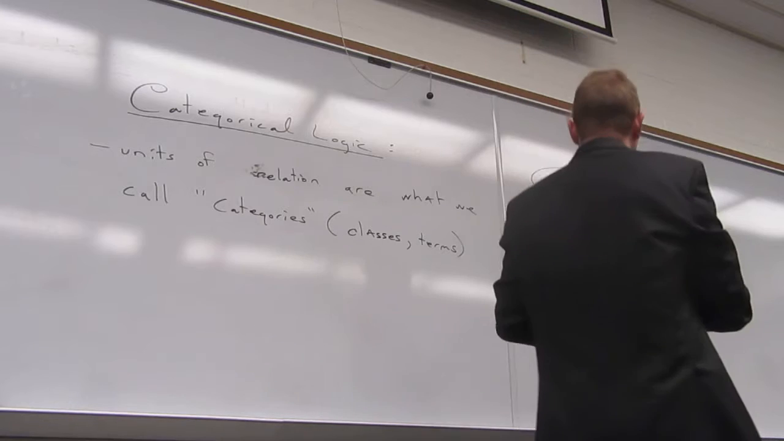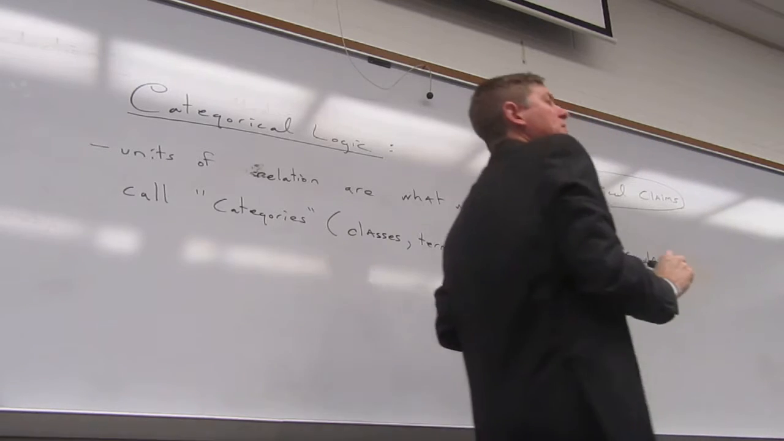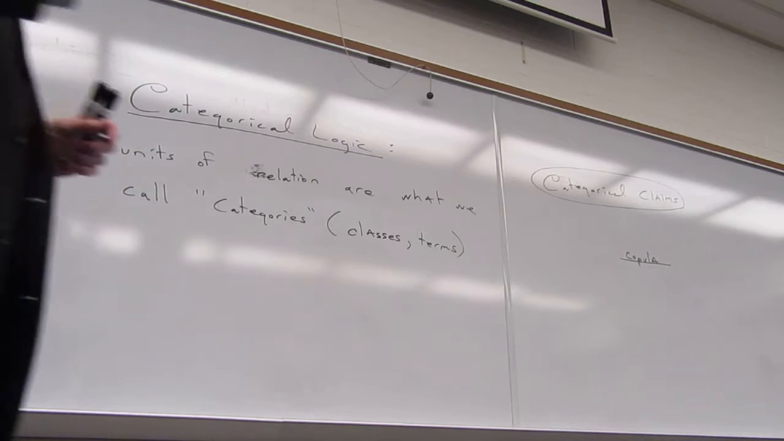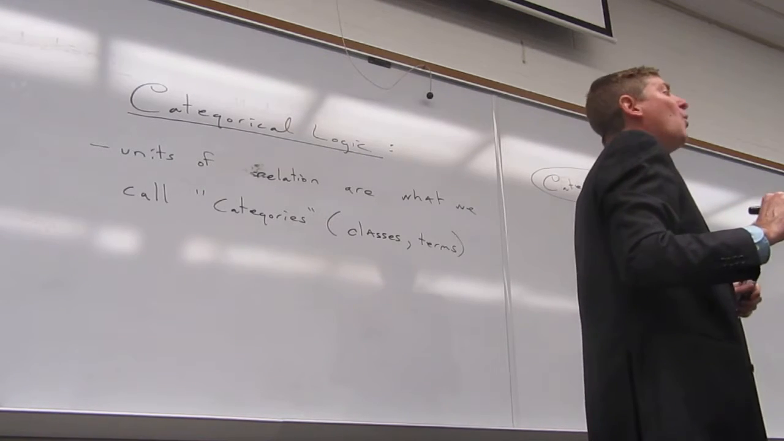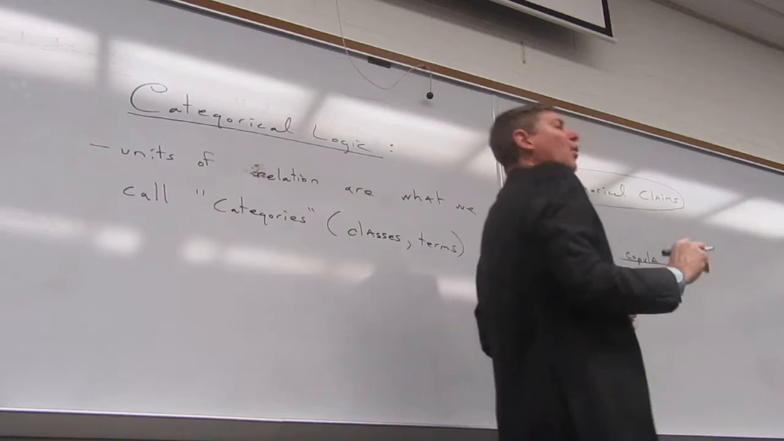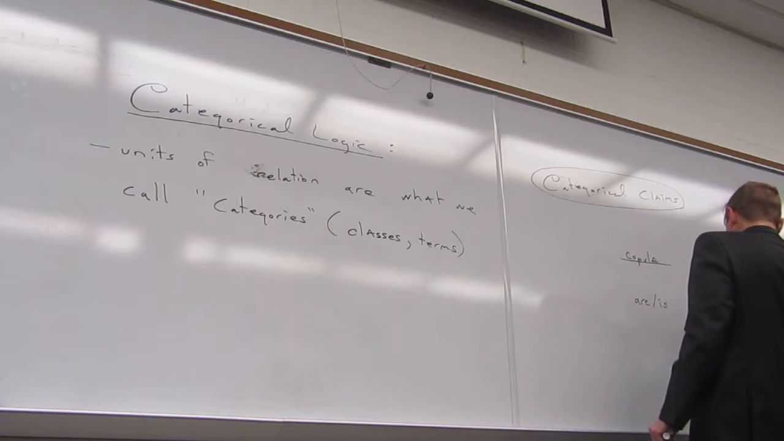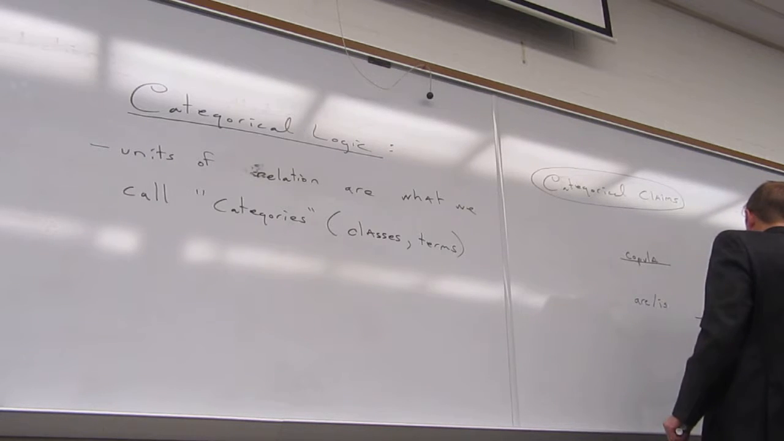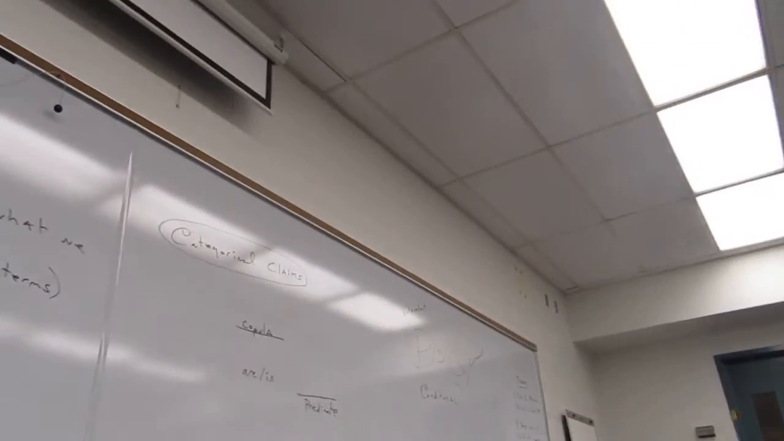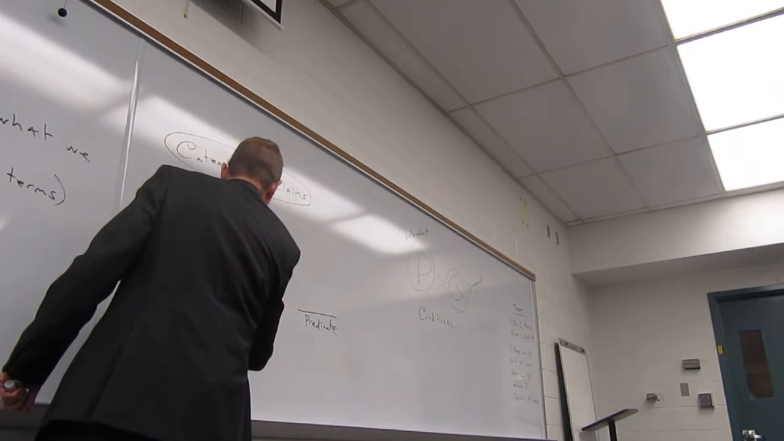Categorical claims will always possess in the middle a copula. By the way, the copula will be a linking verb. It will always be either what two words? Are or is. A categorical statement will always contain a predicate and a what else? And the subject.